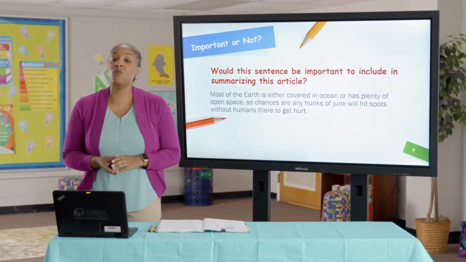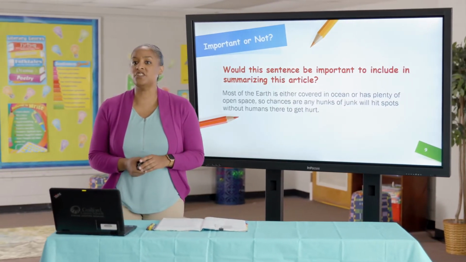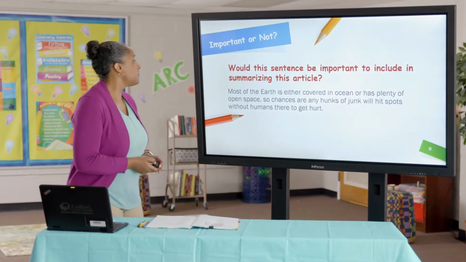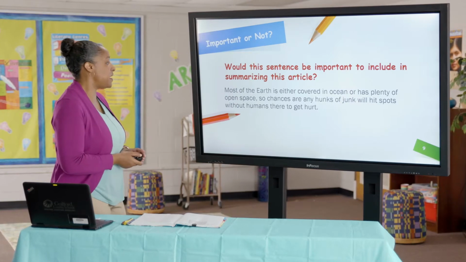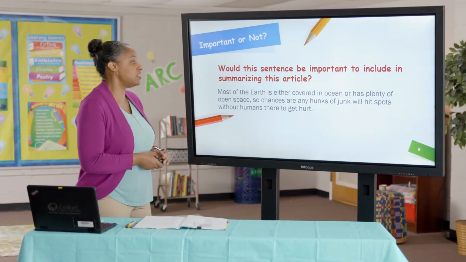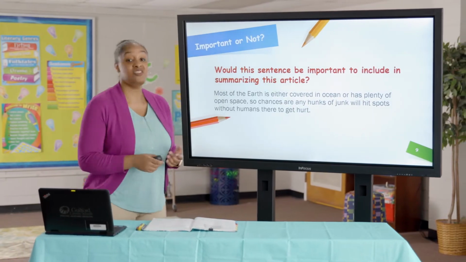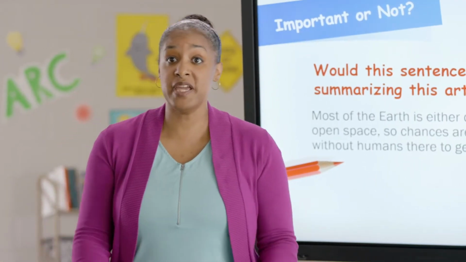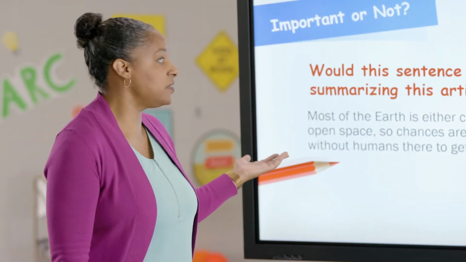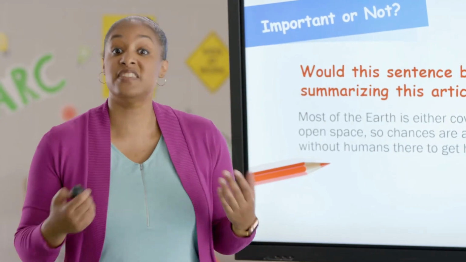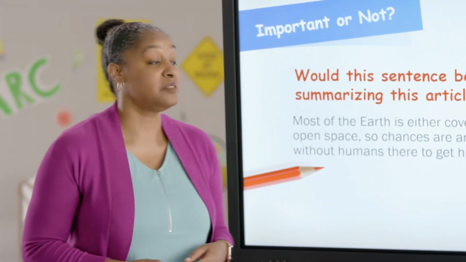If you don't have a hard copy or electronic version, that's fine. Just play along with me as we look through our sections together. I have here a sentence, and I want you to determine, is this very important information to support the central idea of our text? Most of the earth is either covered in ocean or has plenty of open space. So chances are any hunks of junk will hit spots without humans there to get hurt. Do you think this is important information? There's some chance that this could be important, but for the most part, the article talks about the sizes and the amount of space junk.